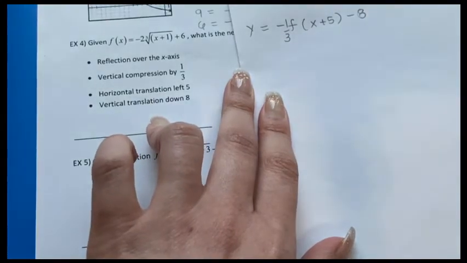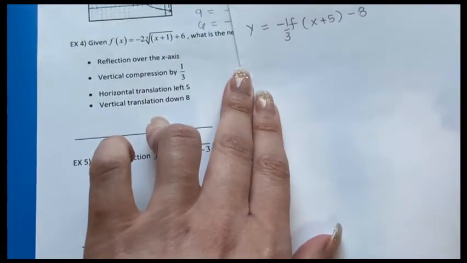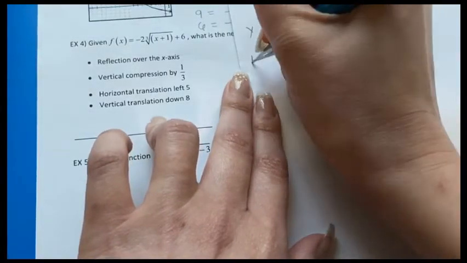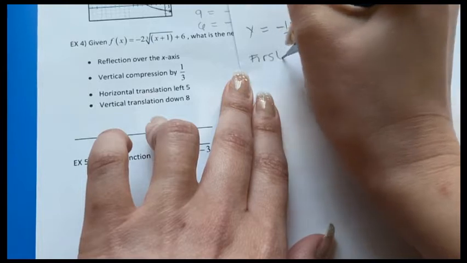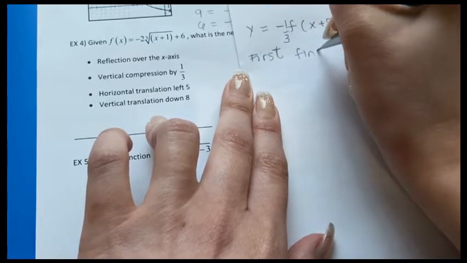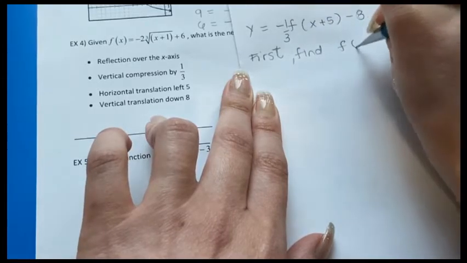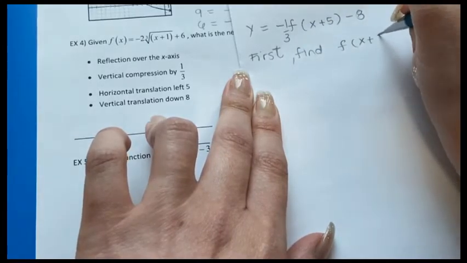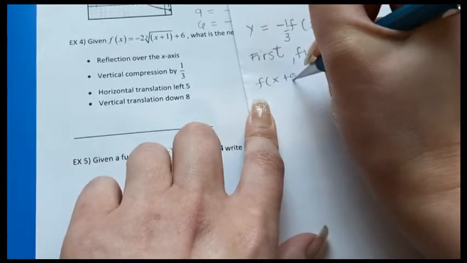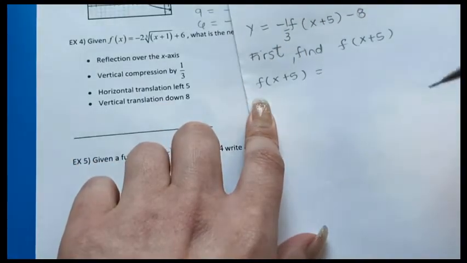Once you have this, what I recommend you to do is first find your f of x plus 5. So you know that f of x plus 5 is going to be equal to what?